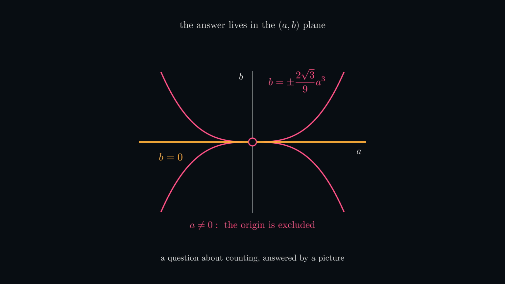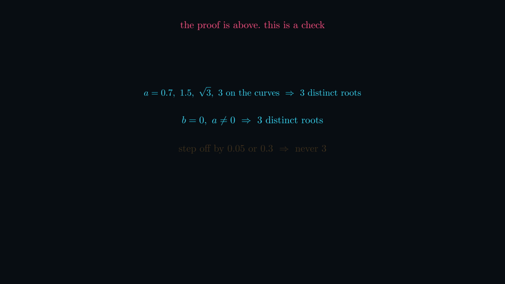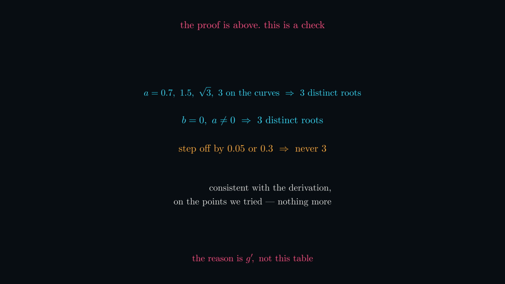A question about how many solutions an equation has, translated into a picture of 2 cubic curves and a line in a plane made of parameters. The argument above is the proof. The conditions were derived, not guessed. What follows is only a check that we did the algebra correctly.